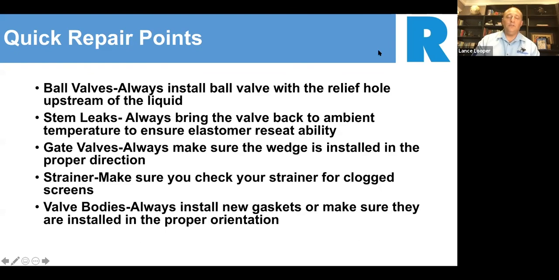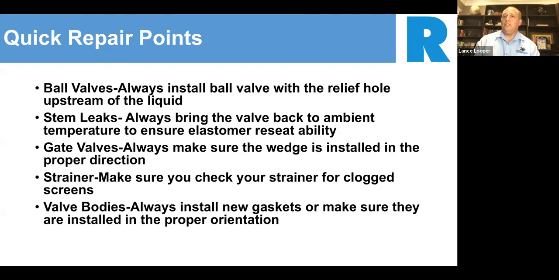Valve bodies, I can't reiterate. There are service techs that will disagree with me. There are manufacturers that will disagree with me, but always install new gaskets on these. That's the best way to ensure you're not going to get a leak. I have service techs call me all the time saying I've put that gasket in 8 times and it works just fine, and that's great. I totally agree with that, but it's just that one day that you need that valve up and running that it's not leaking that I always recommend to have a clean new set of gaskets. Also make sure they're installed in the proper orientation.